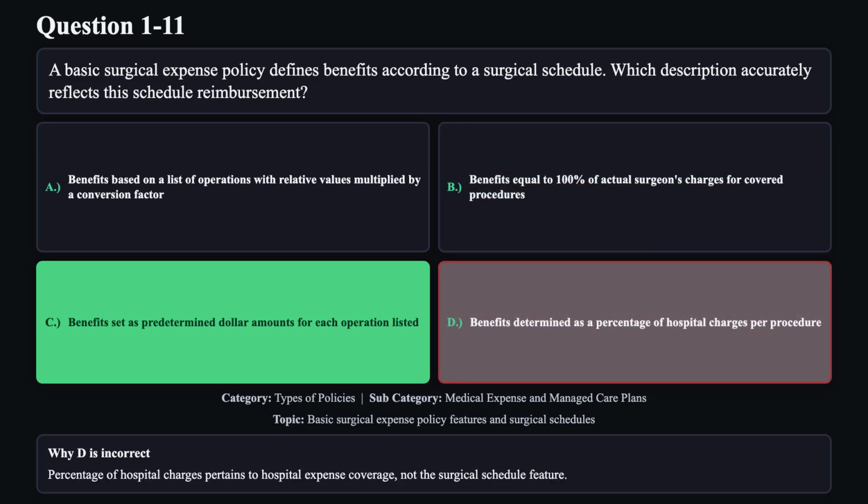Reason D is not correct. Percentage of hospital charges pertains to hospital expense coverage, not the surgical schedule feature.